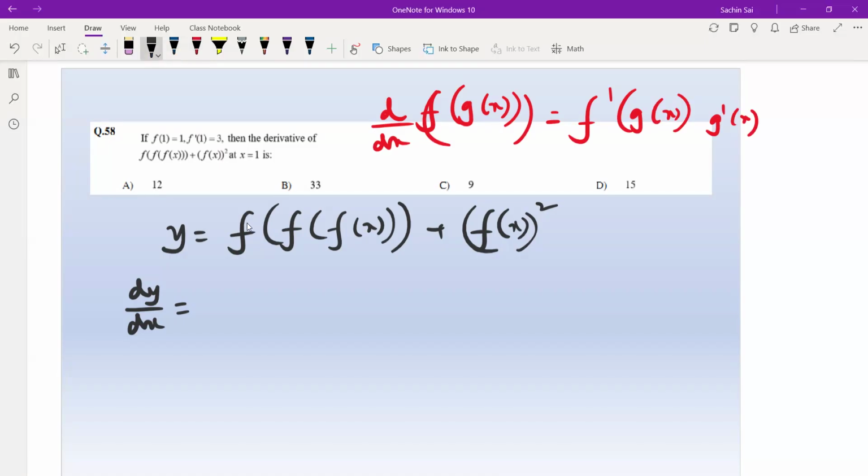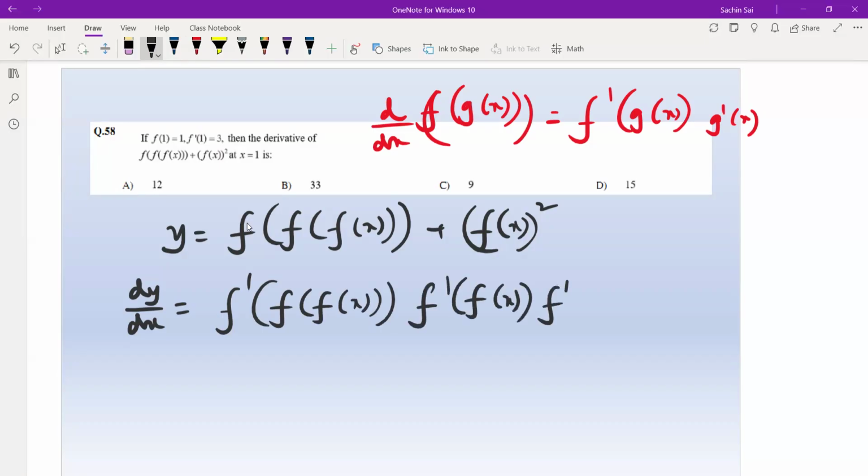Using the same logic, here you have f dash of f of x into f dash of f of x into f dash x. That is the derivative of the first term. For the second term, use the chain rule again. So the derivative of f of x whole square is 2 times f of x into f dash of x, right? So the derivative of a composite function is something we are familiar with as the chain rule, right?